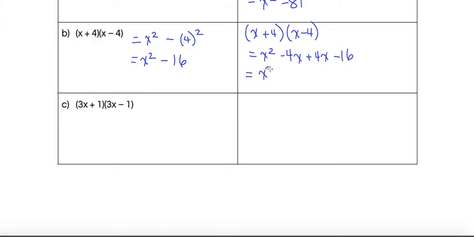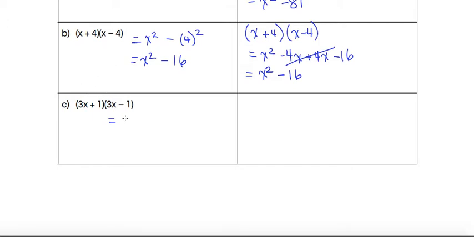And collect those like terms. Negative 4x plus 4x is 0, so those cancel each other out, and we're left with negative 16. So same answer, different strategy. Let's go through 2 more examples.